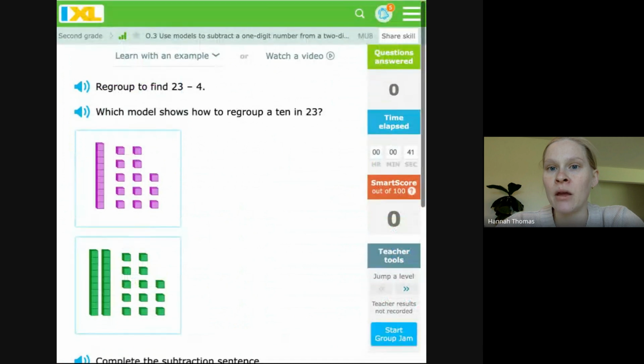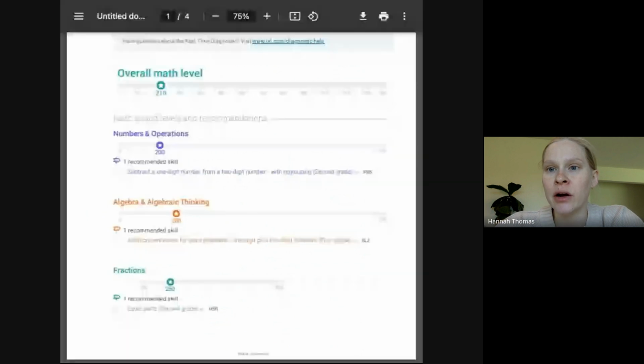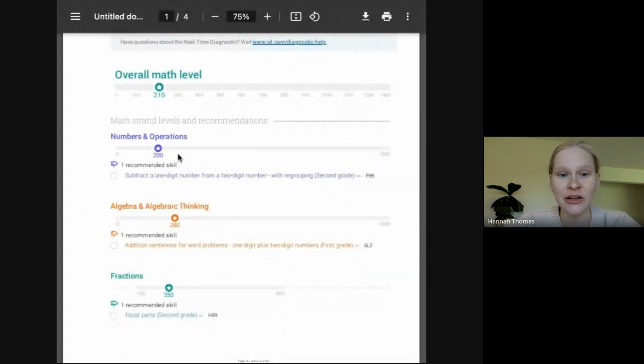So back to our data. I just wanted to show you guys how all of these are linked to the specific skills that would be needed in order to continue to grow this number towards the 3rd grade math level.